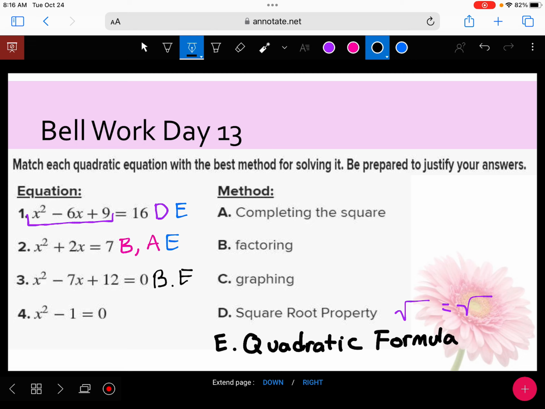And then the last one, this is a difference of squares. So doing this as factoring would be good. We could also do this with the quadratic formula.